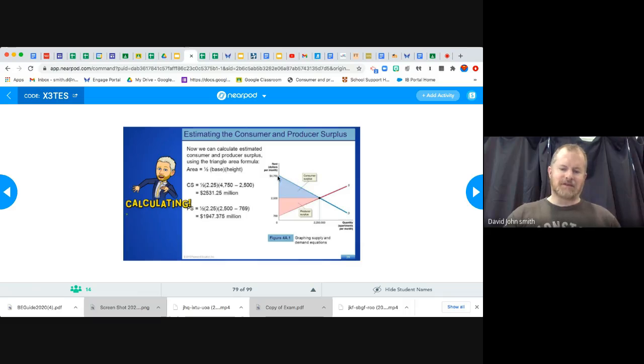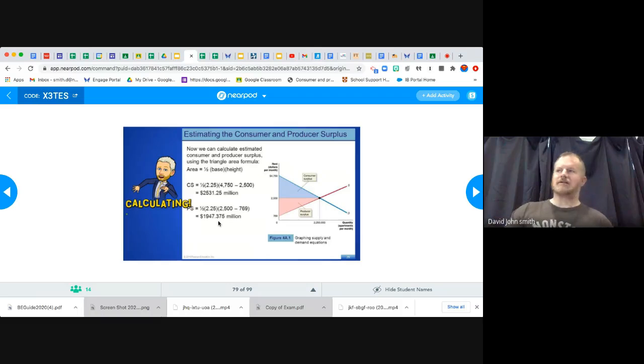Now, some learners struggle with this maths, right? And sometimes the way we draw the models, that can get a bit complicated. So there is an example here using these numbers to work out consumer surplus and producer surplus.